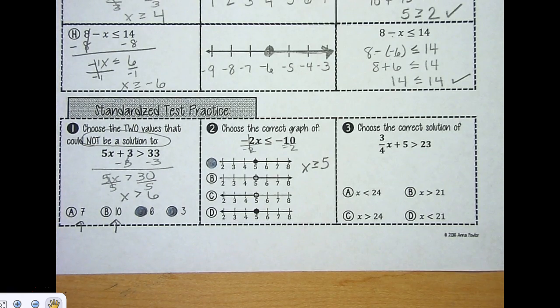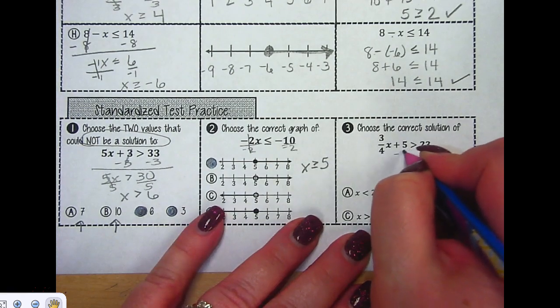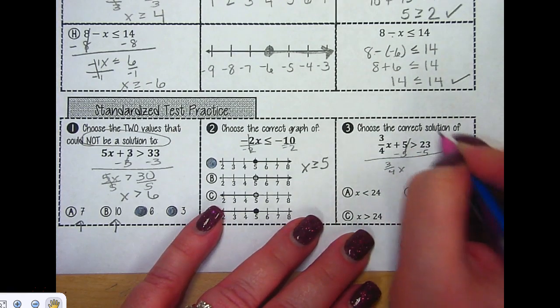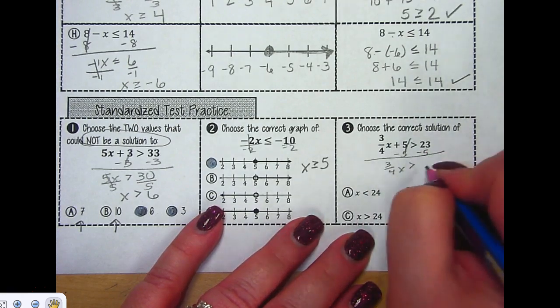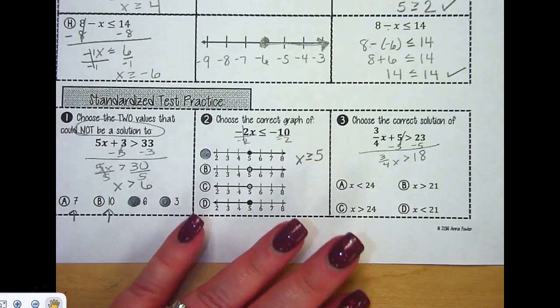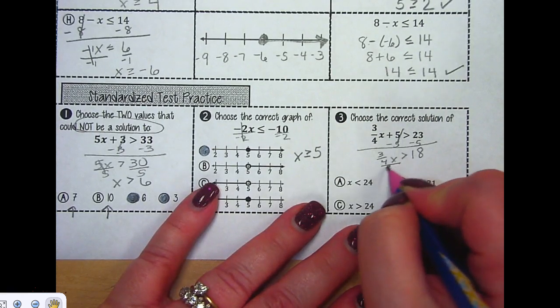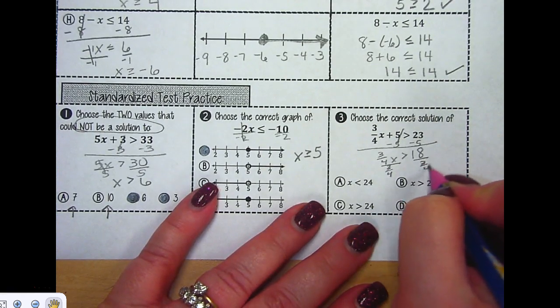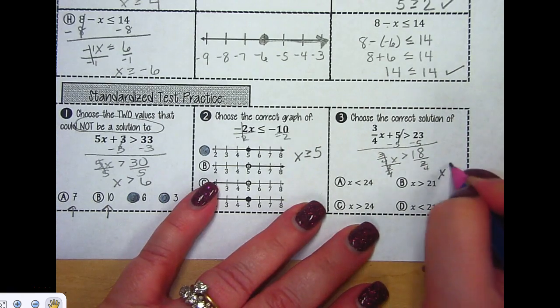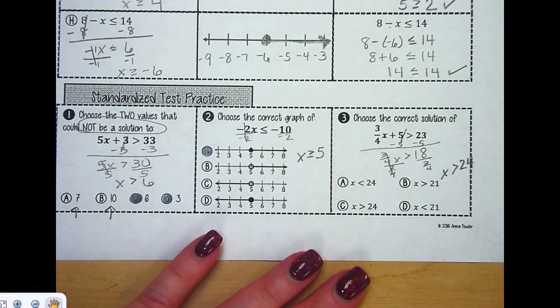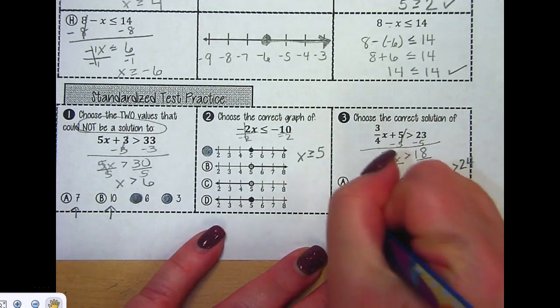Choose the correct solution of, so subtract 5, 3/4 times x is greater than 18. This has a fraction that's going to make a lot of you go, oh, I don't know how to do that problem. What do we do? Divide both sides by 3/4. On a calculator, you should get x is greater than 24. And so our answer is C.